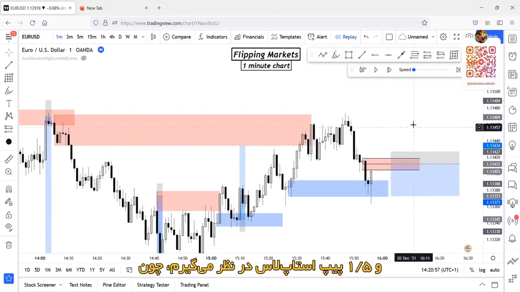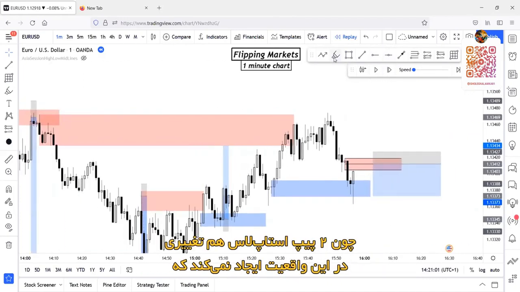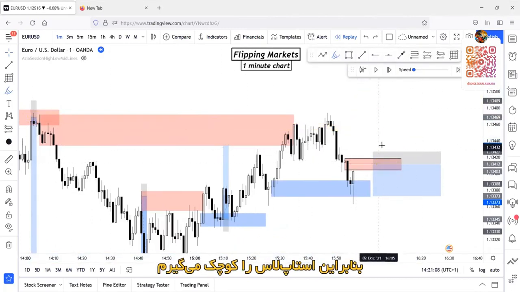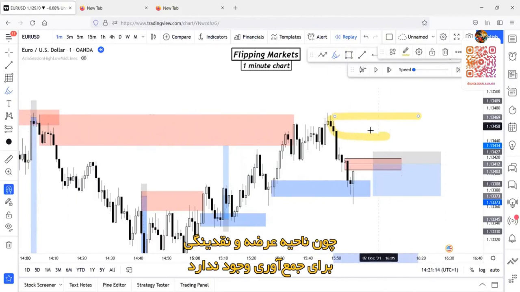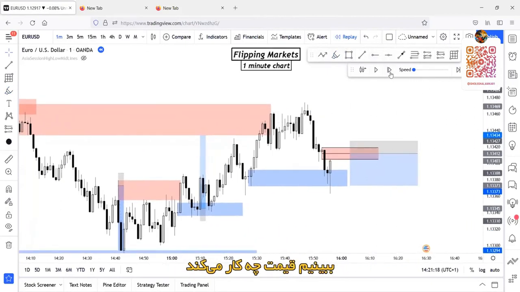1.5 pips stop loss because the 2 pip stop loss wouldn't change the fact that if it breaks, then price will go up for the upside liquidity. So I will keep it short because there's no more supply or liquidity that needs to be taken out. So I will just keep the 1.5 stop loss, and let's see what price will do.